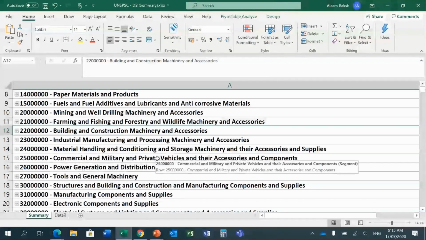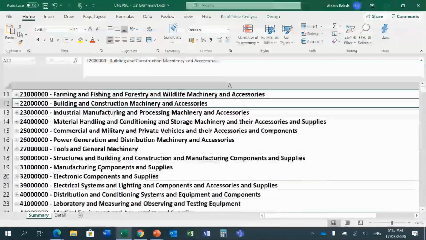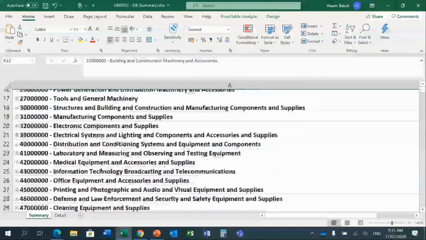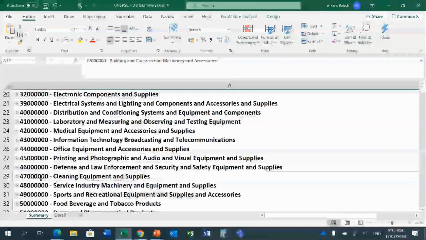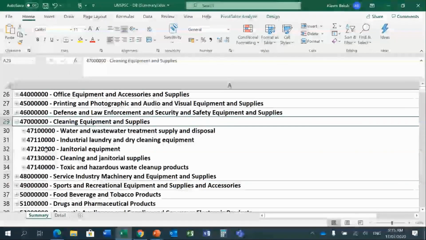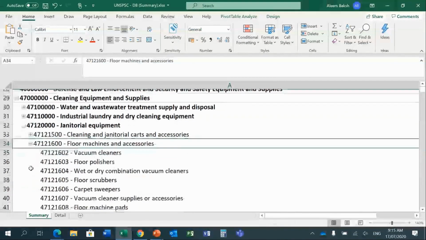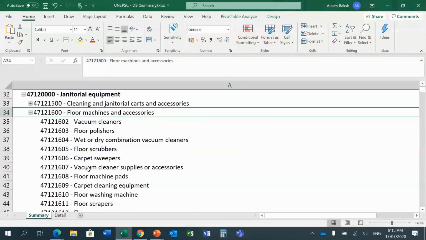So it's a very comprehensive list, and it's divided into products and also services. If we were to look at another example, for instance, cleaning equipment and supplies, again we drill down, we notice the next level, janitorial equipment, cleaning and janitorial supplies. But notice in here, we don't really mix services with supplies. It's either a good or it's a service. So if we look at the janitorial equipment, expand, we would now look at the floor machines and accessories. And within that, we have the various commodity codes that fall within floor machines and accessories.